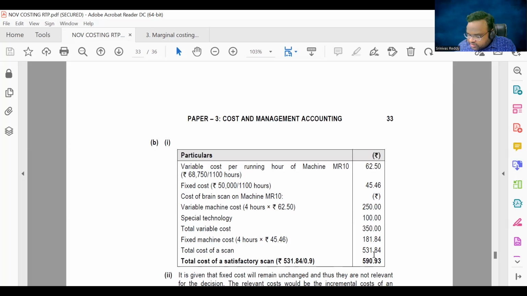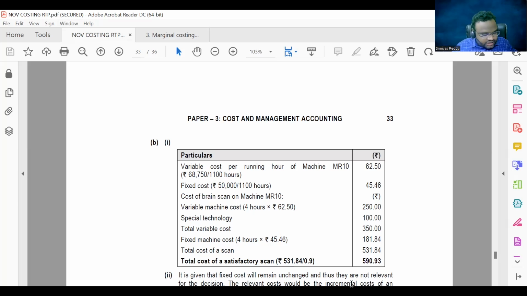90% into 100%. How much are you getting? 590. I need to give allowance for the blurred ones, so that is the reason I'm dividing 531.84. For example, if I have done 100 scans, you would have incurred a cost of 100 into 531.84. But ultimately, out of 100, you get only 90 correct ones. So the cost of 100 scans should be recovered from the 90 scans. That is what I did: 531.84 divided by 0.9, that is 90%. Or you can assume 531.84 into 100 divided by 90. You'll get the same answer.